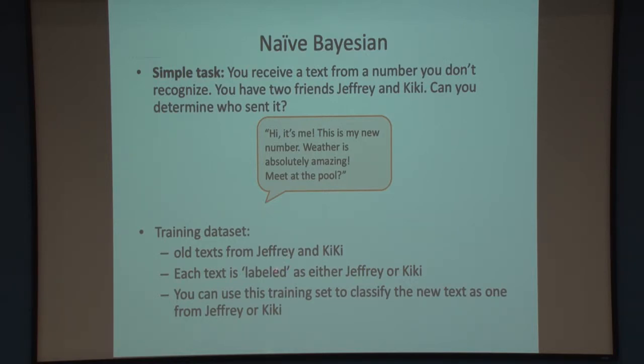So here's the message. Hi, it's me. This is my new number. Weather's absolutely amazing. Meet at the pool. So let's say you have a training data set of old texts from Jeffrey and Kiki. Each text is labeled, either belonging to Jeffrey or to Kiki. Can you use this training set to classify the new text as either one from Jeffrey or one from Kiki?